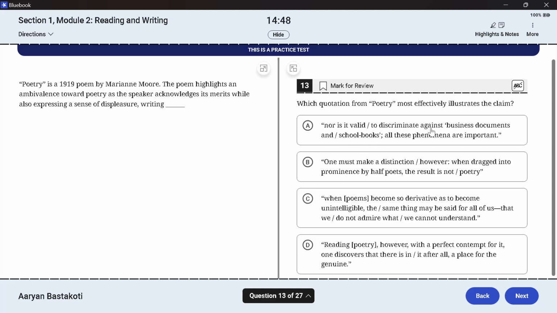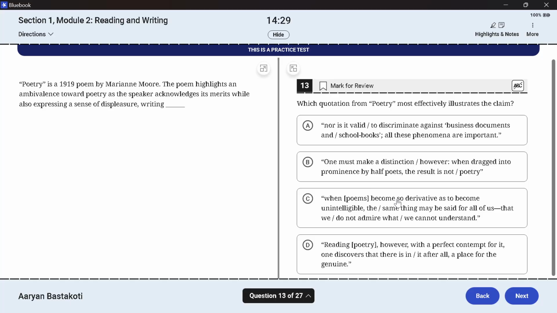Nor is it valid to discriminate against business documents and school books. All these phenomena are important. It does not talk about poetry at all. One must make a distinction. However, when dragged into prominence by half poets, the result is not poetry. This seems like the right answer, but I do not fully understand this, so I'm looking at the next.